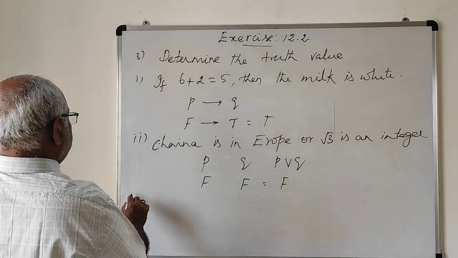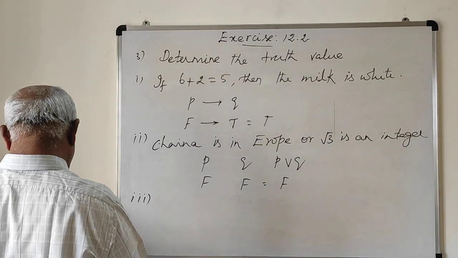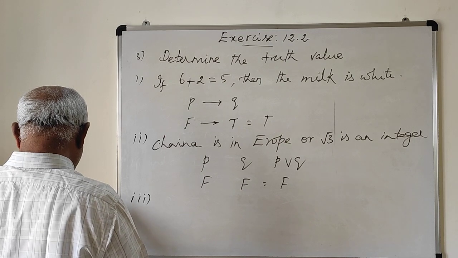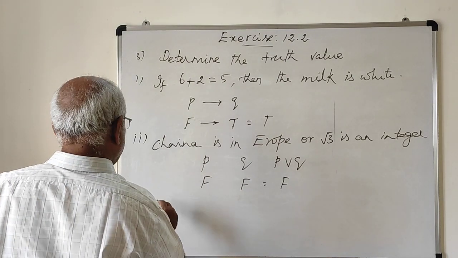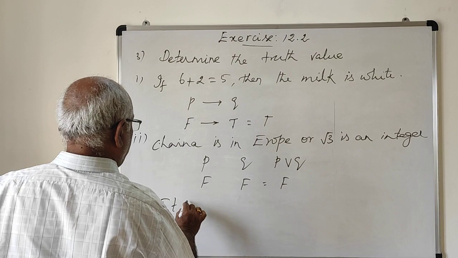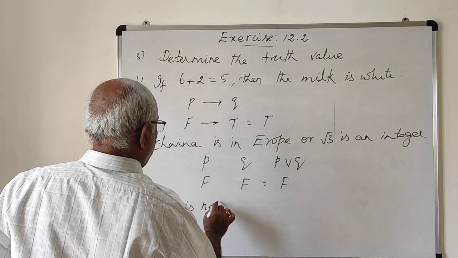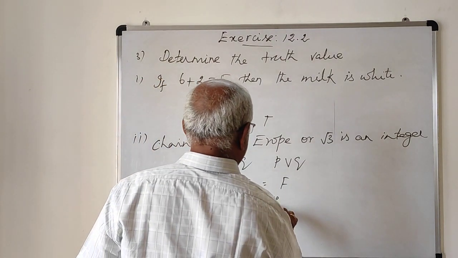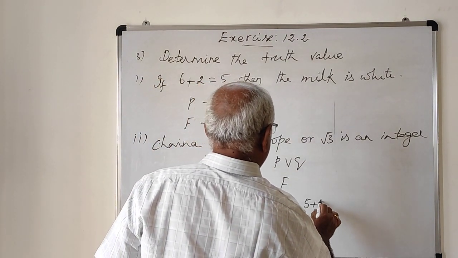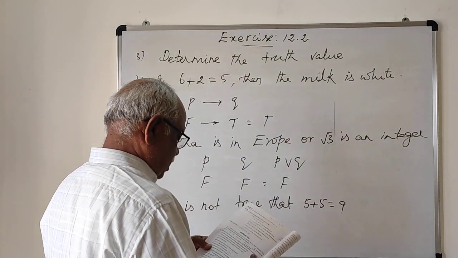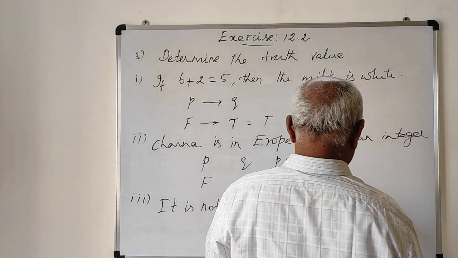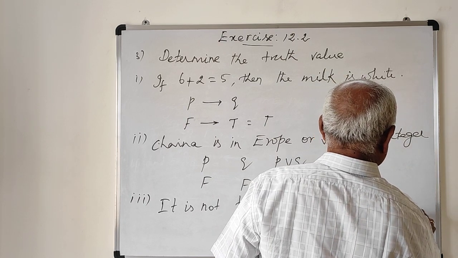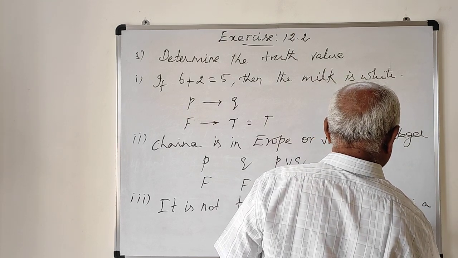Third one. It is not true that 5 plus 5 is equal to 9. This is one statement. Or Earth is a planet.